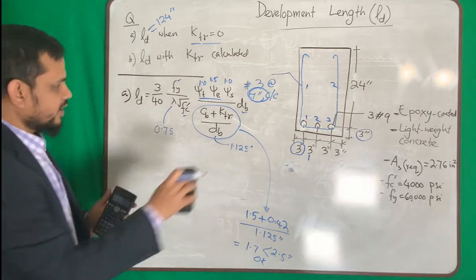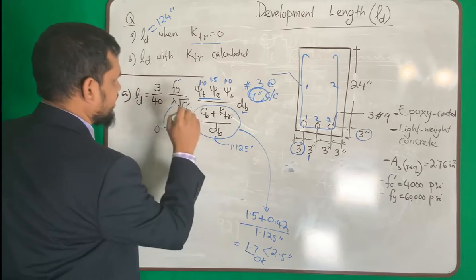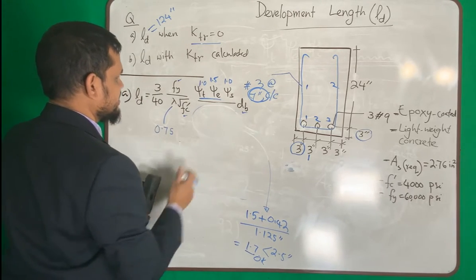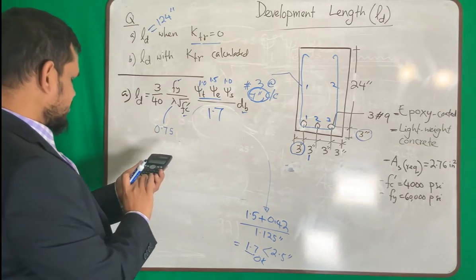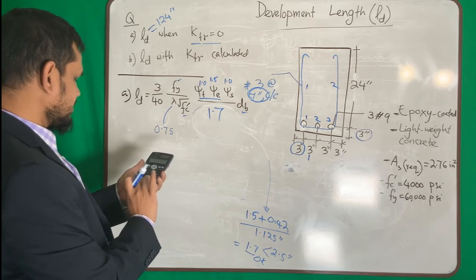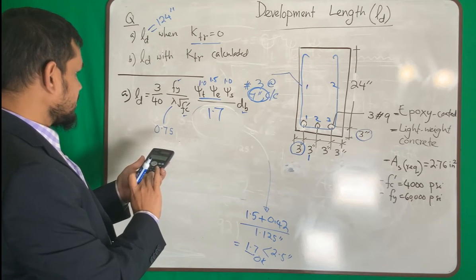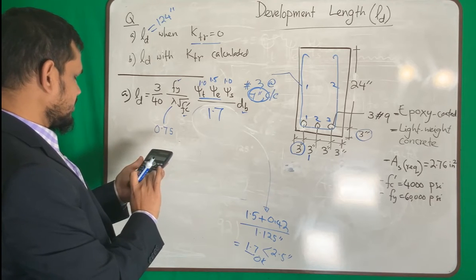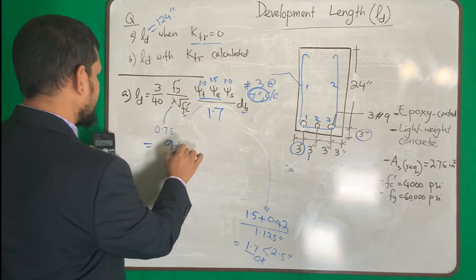Okay, so we got everything, or we can insert 1.7 directly here to make our calculations easy. 1.7 here, simple. The calculation: 3 divided by 40 times 60,000 divided by 0.7 divided by 4,000 times 1.5 times 1.125 divided by 1.7. This time I got 94 inch.